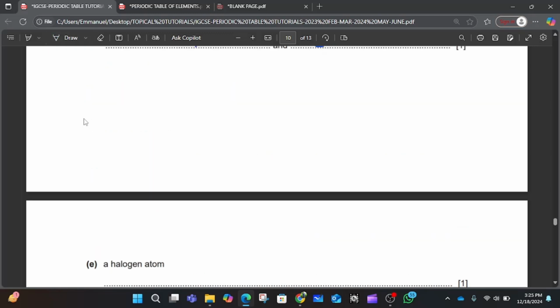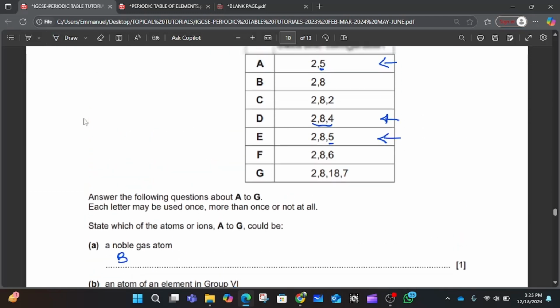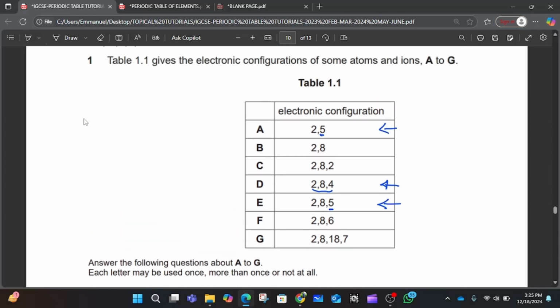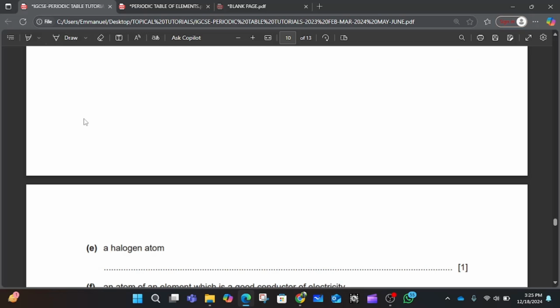E, a halogen atom. So a halogen atom means it is in group 7. So it means that the last shell must have 7 electrons, and that will show that it is a group 7 element. And G is the atom with 7 electrons in the valence shell.